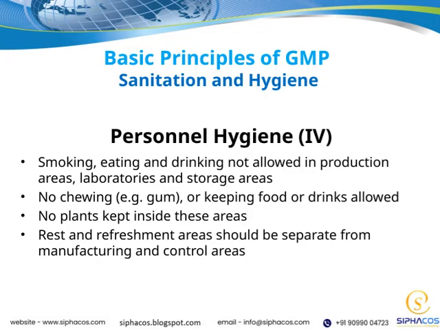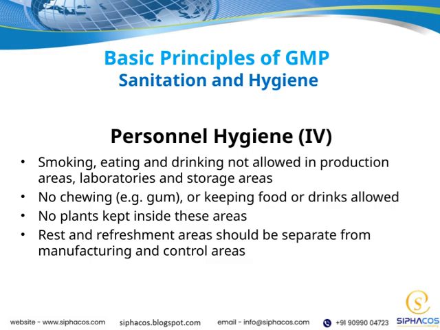Now, let's talk about personnel hygiene, which is a crucial part of maintaining good manufacturing practices. First, it's important to remember that smoking, eating, and drinking are strictly not allowed in production areas, laboratories, and storage areas. This helps prevent contamination and keeps our environment clean and safe. Additionally, no chewing gum or keeping food or drinks inside these areas is permitted. This minimizes any risk of introducing foreign particles or microbes into the production process.